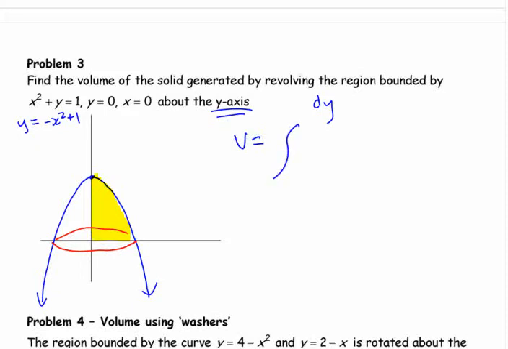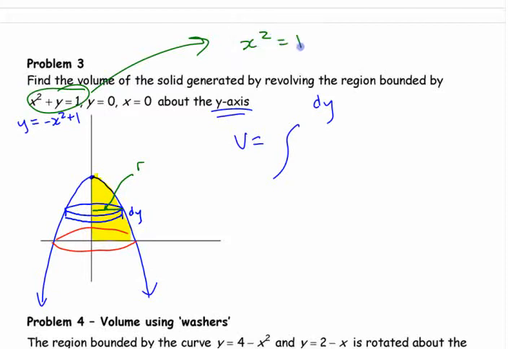If you want to find this, though, if the slices are that way, the thickness of each slice, like one of these discs here, is dy. And you need to express the function the other way. The radius is right here, right? This has to be expressed as x squared equals 1 minus y. X equals plus or minus square root of 1 minus y.